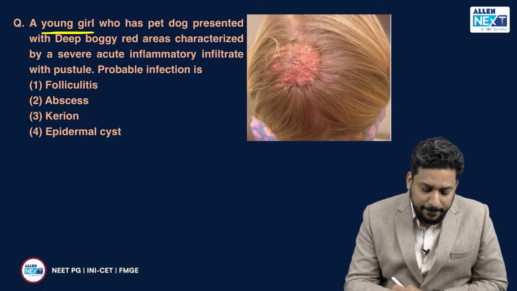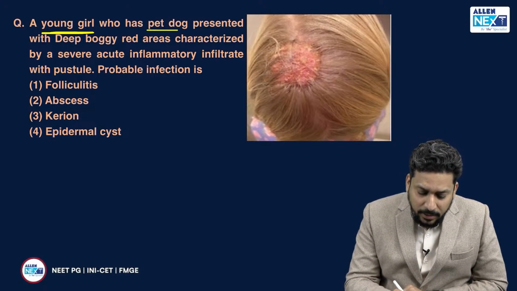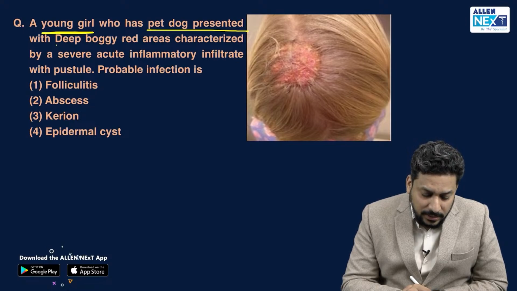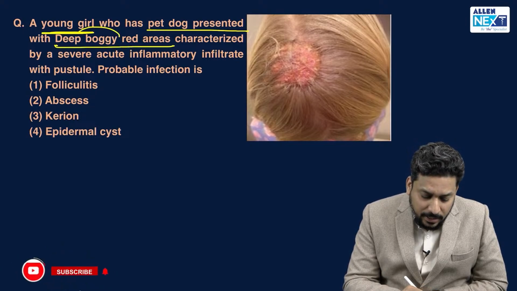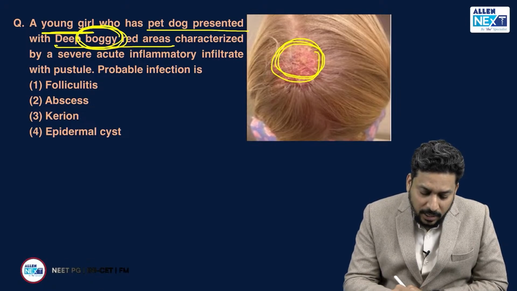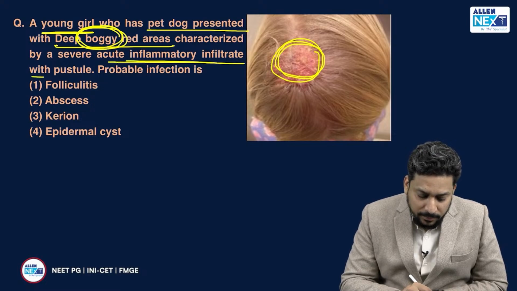Young girl. So a child who has a pet dog at home, and she presented with a deep boggy red area over the scalp with acute inflammation with pustules.